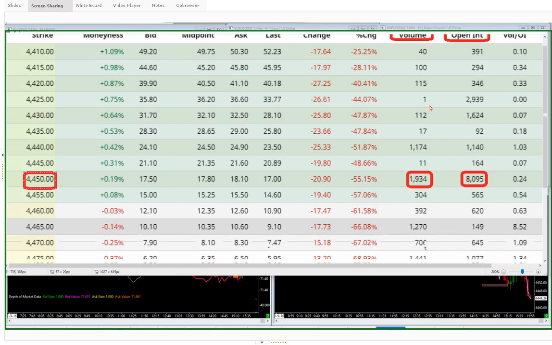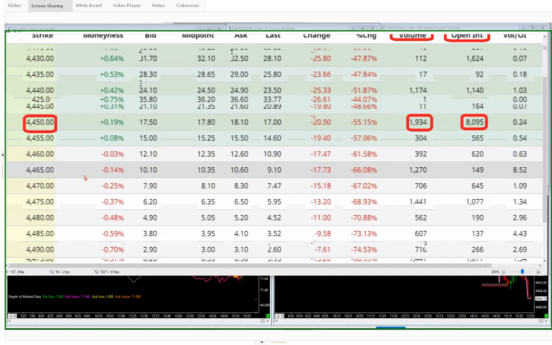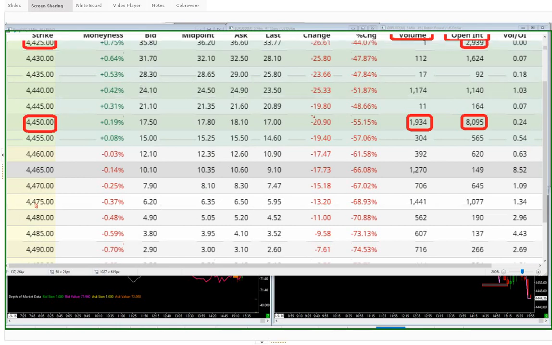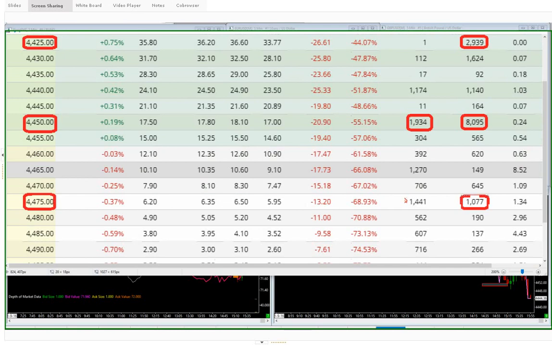Where's the next biggest one? The next biggest one is right here, there it is, 2,900 at 44.25. And when we look at the 75 here, 44.75, you'll see we do 1,000 contracts here and 1,000 contracts here. See how it's those basic 25-point differences: zeros, 25s, 50s, 75s, zeros.